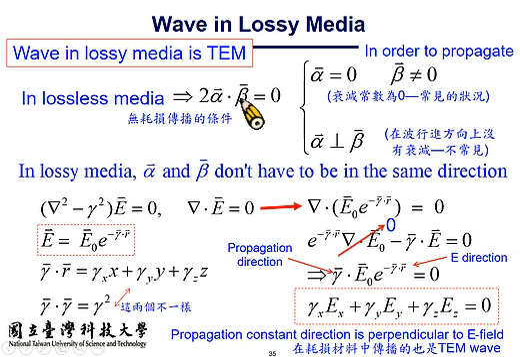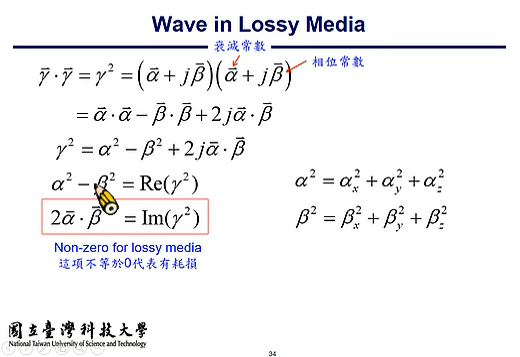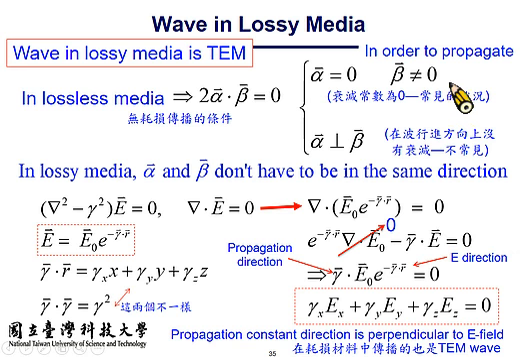So if alpha equals 0, this term goes to 0 as well, and the alpha squared minus beta squared term from the previous slide is reduced to just minus beta squared, because alpha equals 0. So it becomes the lossless case. The ordinary case for achieving lossless propagation is to set alpha, the attenuation constant, to 0. You already know that, it's not surprising.